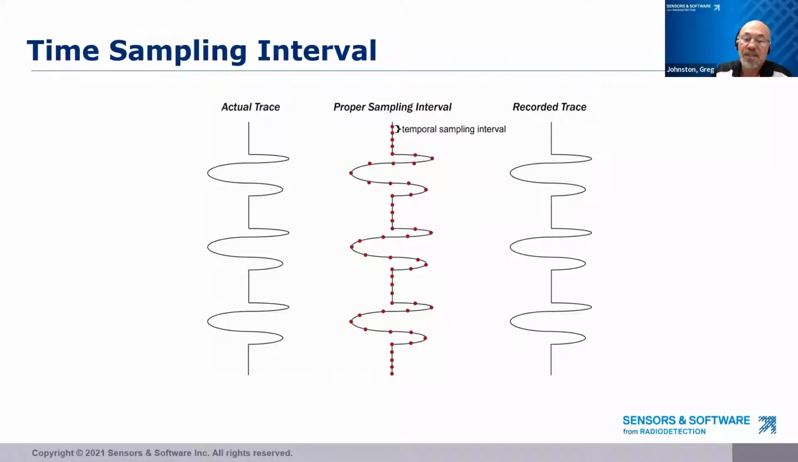And so the distance between those points that we collect is called the time sampling interval. Basically, you want the time sampling interval to be fine enough to recreate the signal, but not so fine that it takes a long time to collect or gives you way more data than you actually need.